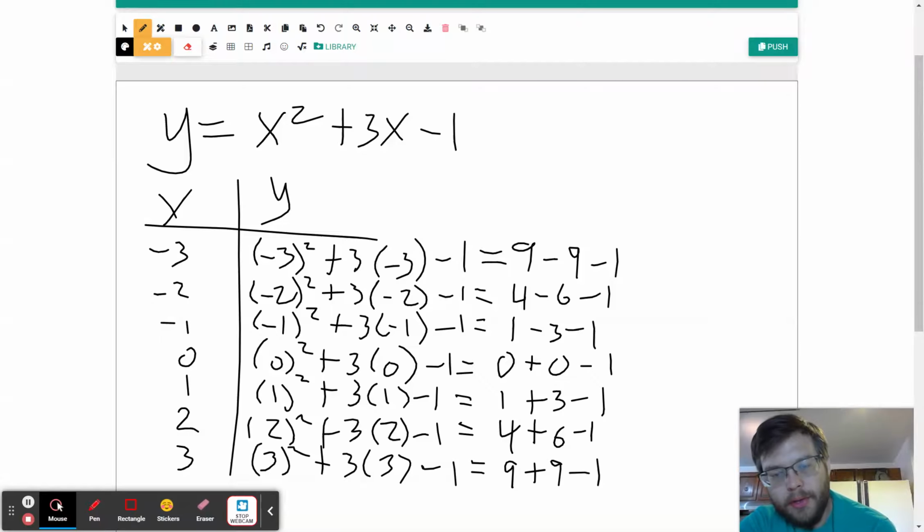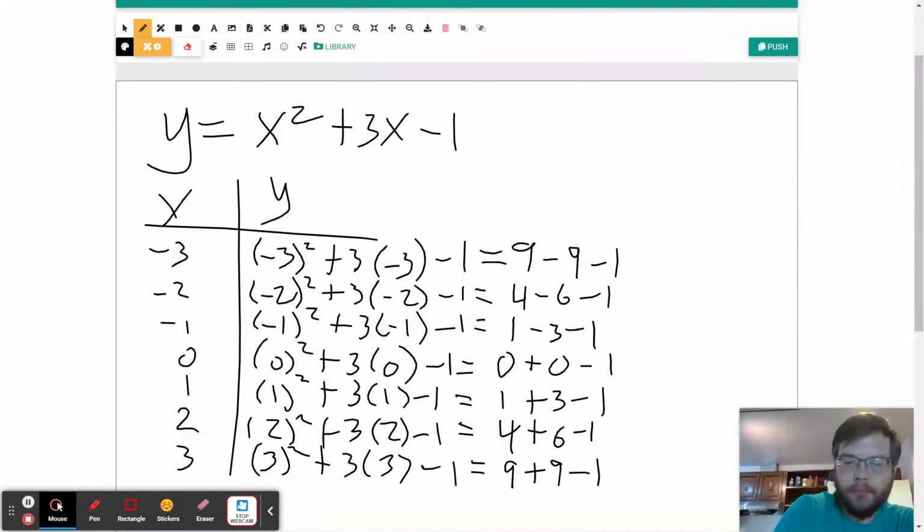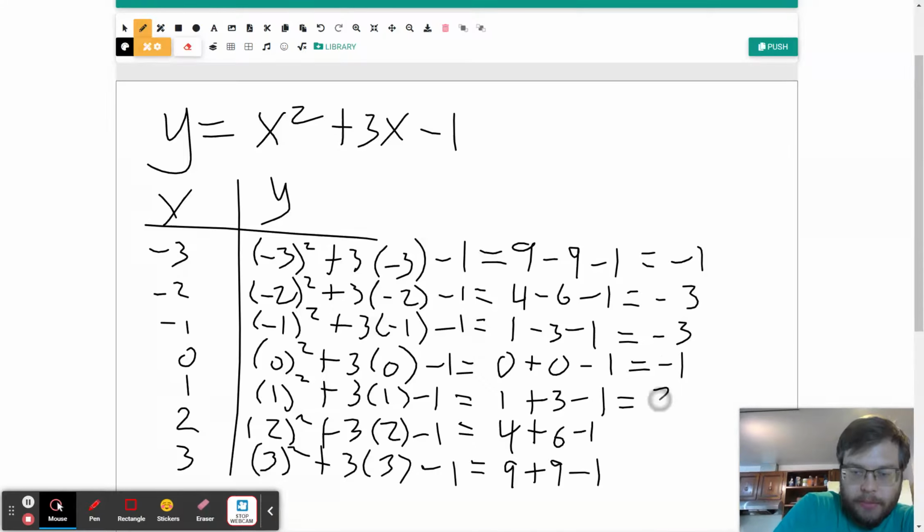Now, what I hope you notice here is that it switched from being the first number minus the second number to being the first number plus the second number. And that is because we switched from negative x's to positive x's. Let's get some final answers here. This is going to be negative 1. This will be negative 3. This is also going to be negative 3. This is going to be negative 1. This is going to be positive 3. This is going to be 9, and this is going to be 17.